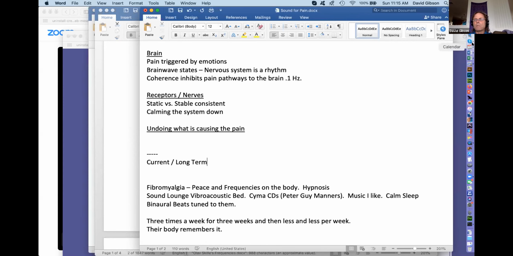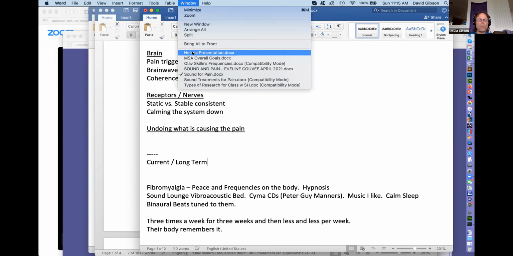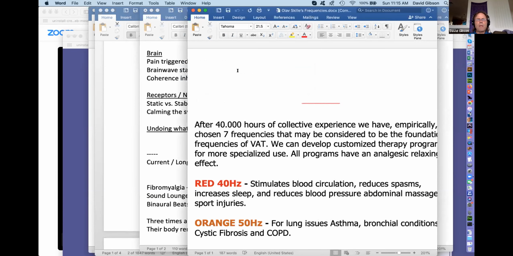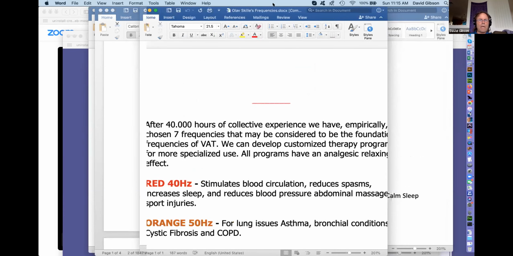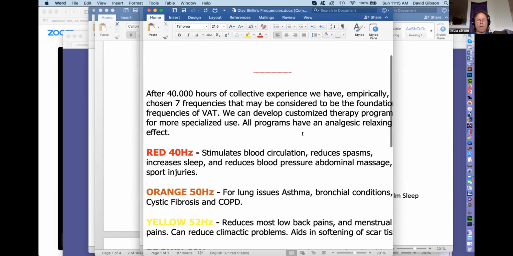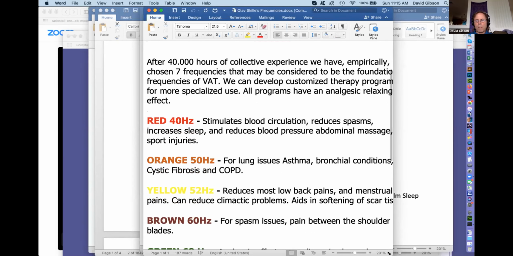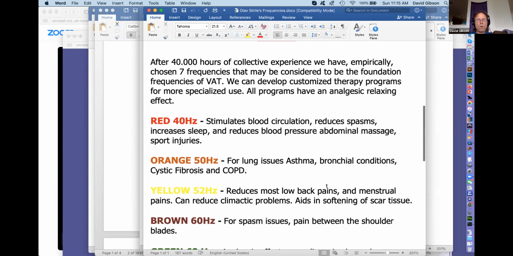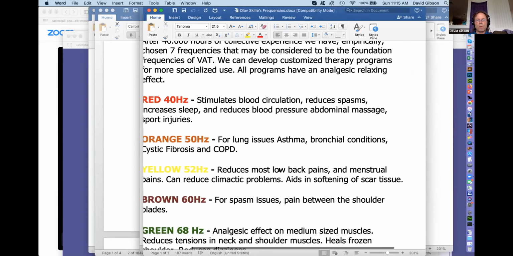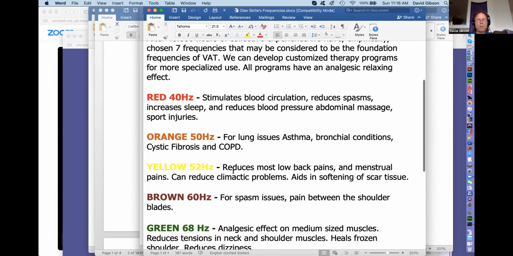Olaf Skile did years of research on thousands of people, and here are the frequencies that he came up with for the sound table, actually, but these could be extrapolated, of course. He said 52 hertz reduces most back pains, menstrual pains, climactic problems, and aids in softening scar tissue. 50 hertz for asthma, bronchitis.